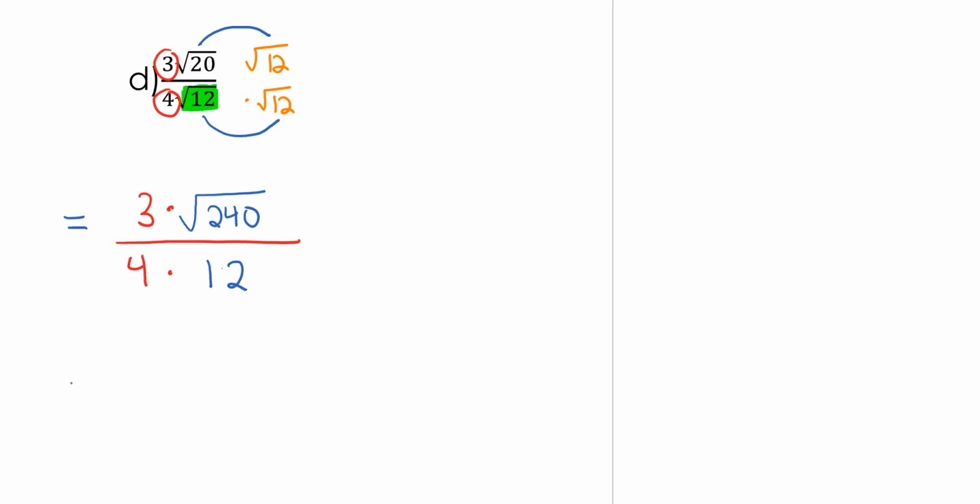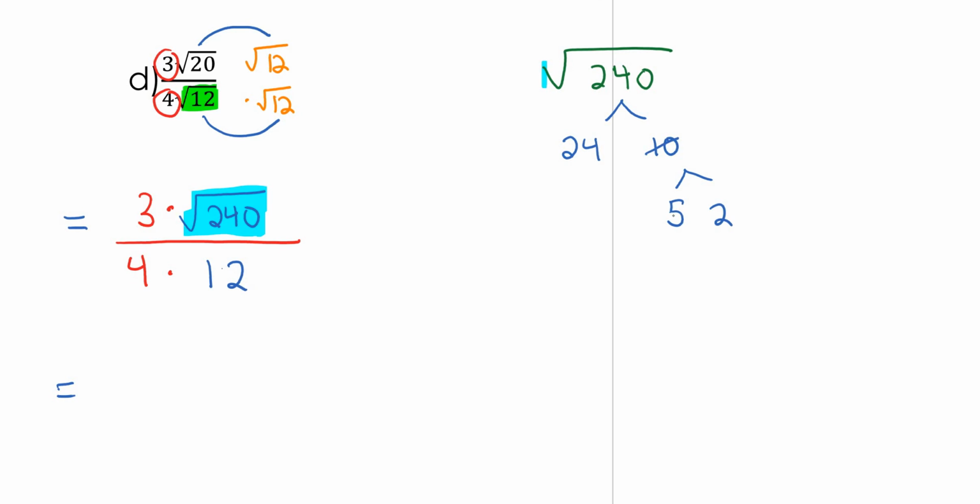Okay, so I have 3 times root 240 divided by 4 times 12. We can continue simplifying this for sure. I will focus my attention on this root 240 here. So I will break that down using a tree diagram. So here's 240. And let's go ahead and break this down using a tree. I'm thinking about 24 and 10. 10 is going to be 5 and 2. And these are my prime numbers.